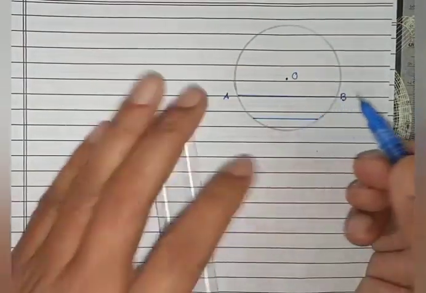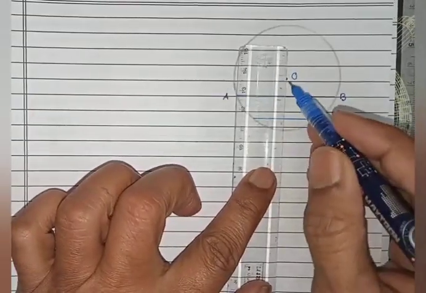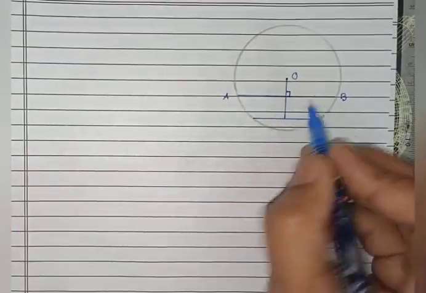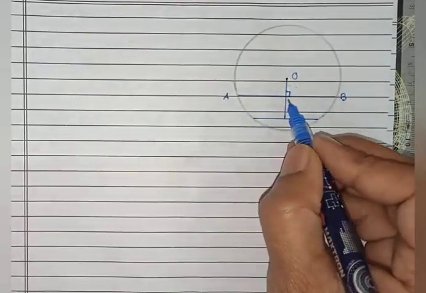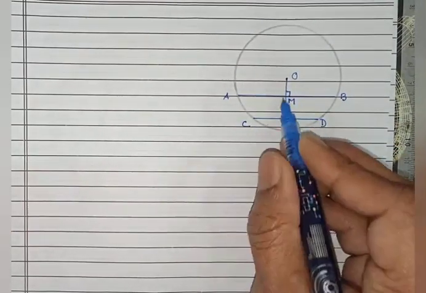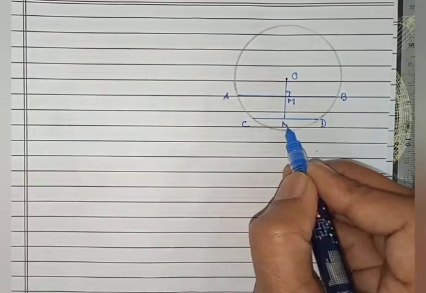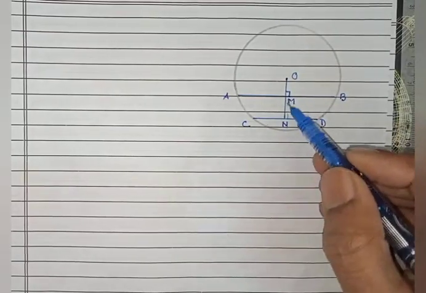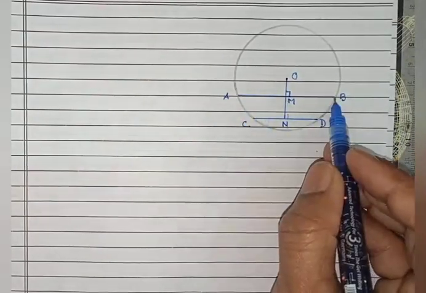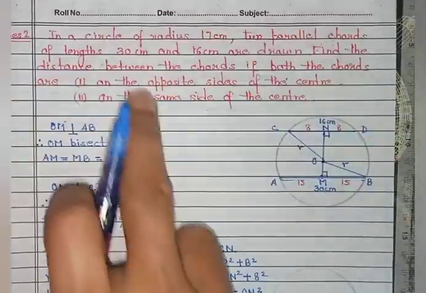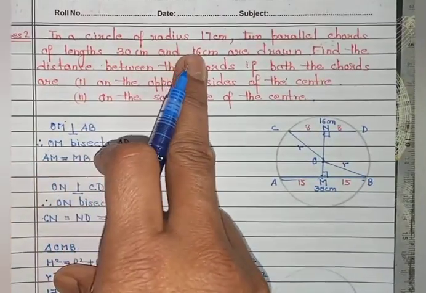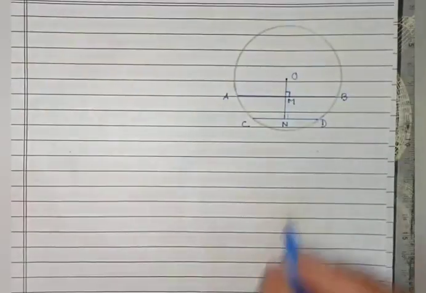So what we will do, we will draw perpendicular on these two chords. Perpendicular on the longer chord will be named as OM, and the perpendicular on the smaller chord will be known as ON. Now this MN is the distance between the two chords. Now this longer chord, which is of 30 centimeter, will be divided in two parts, and the smaller chord 16 will be divided in two equal parts.